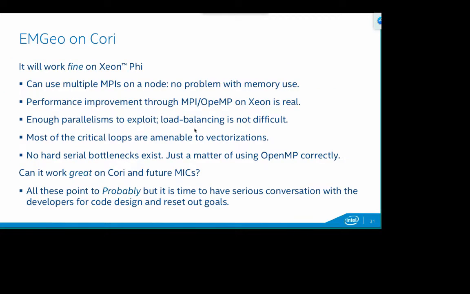So I will make the projection of EMGO and Cori just based on the things we can do easily at this point. It will work really fine. Better than what you have now, and you will get good performance. You can use multiple MPI, no problem. You can do one MPI if that's a memory problem.